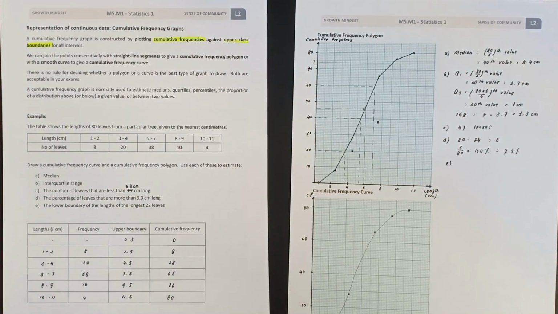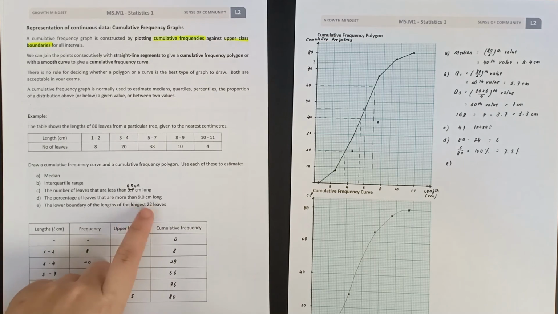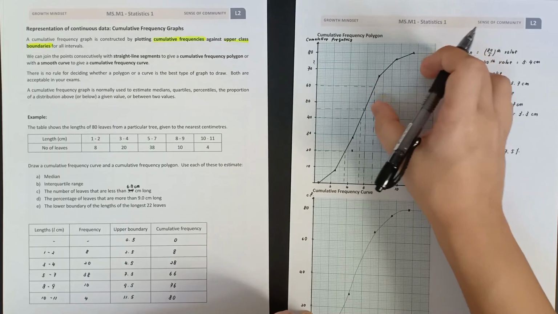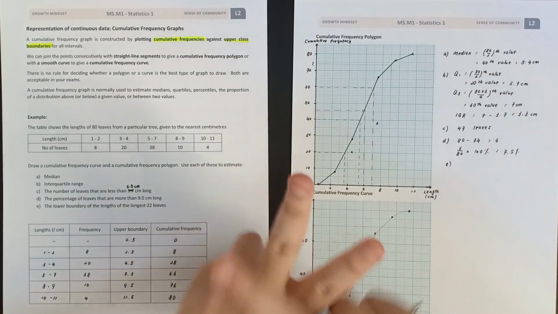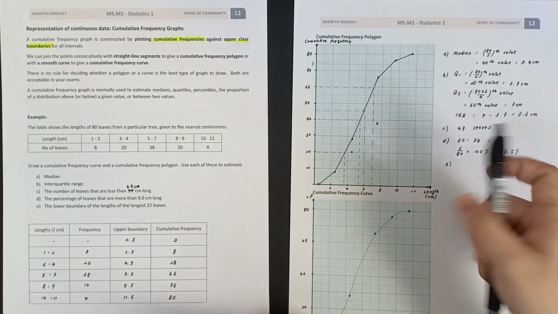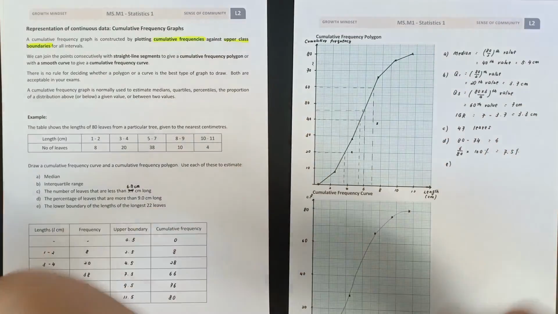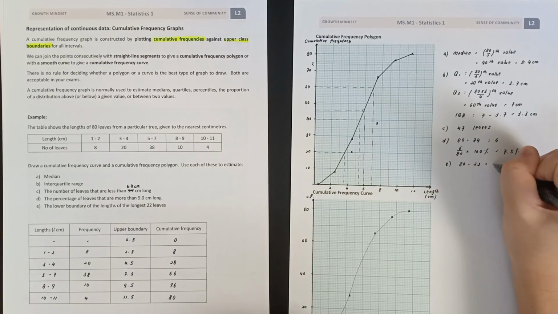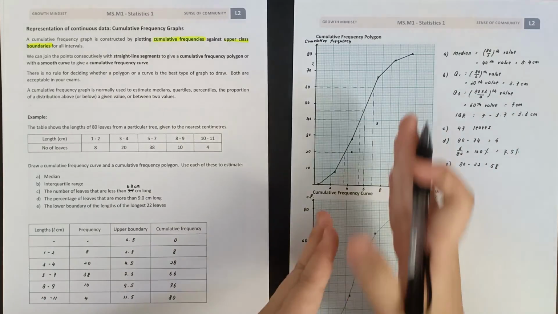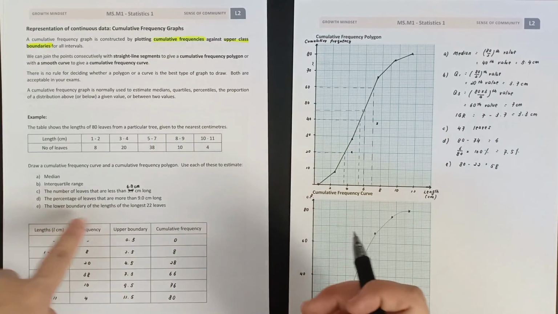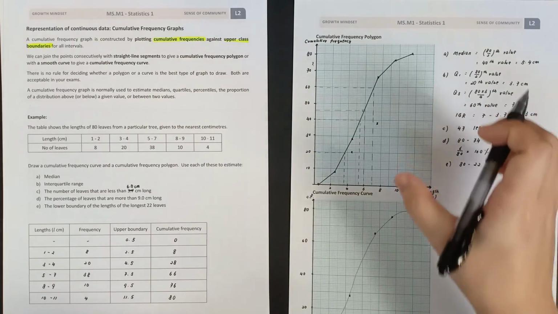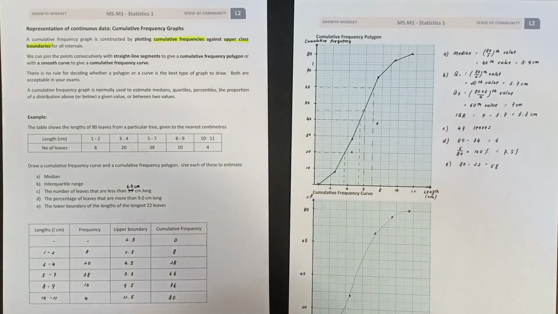Okay, then E, the last one, the lower boundary of the length of the longest 22 leaves. So longest 22 leaves, meaning I want to find the lower boundary for the length of my maximum values, the 22 maximum values. If I have 80 as a whole, then minus 22, I will be getting 58. So I need to check for 58 what the value is, then I can know the lower boundary for the length of the longest 22 leaves. So I'm finding, for the longest 22 leaves, the minimum value of those 22 leaves.